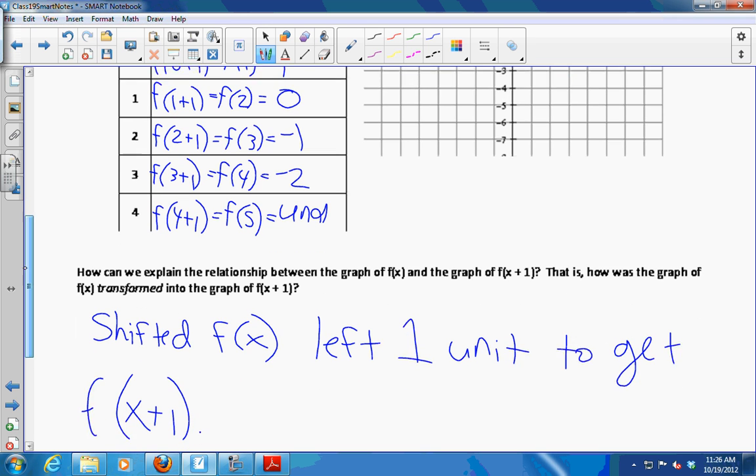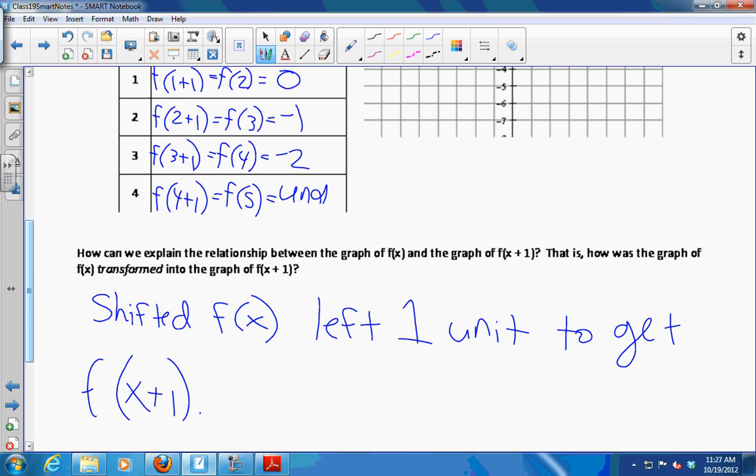That surprise anybody? What would you have expected to have happen? What? To shift right 1? Yeah, because positive you think would go right, right? Why did it go left?